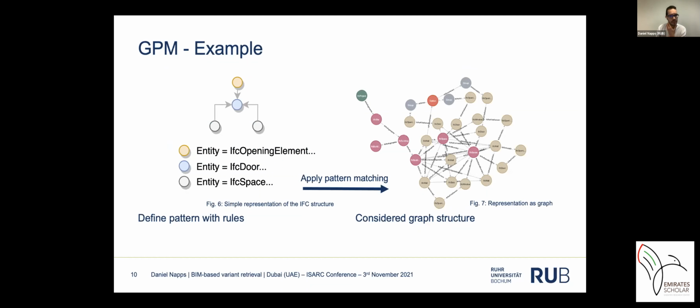This is another simple example of what graph pattern matching could look like. First, the pattern has to be defined with rules. On the left side, you can see some kind of search parameters for the same door, for example, in other graphs. A door is an opening element and connects two sides, and maybe a bedroom with a bathroom.